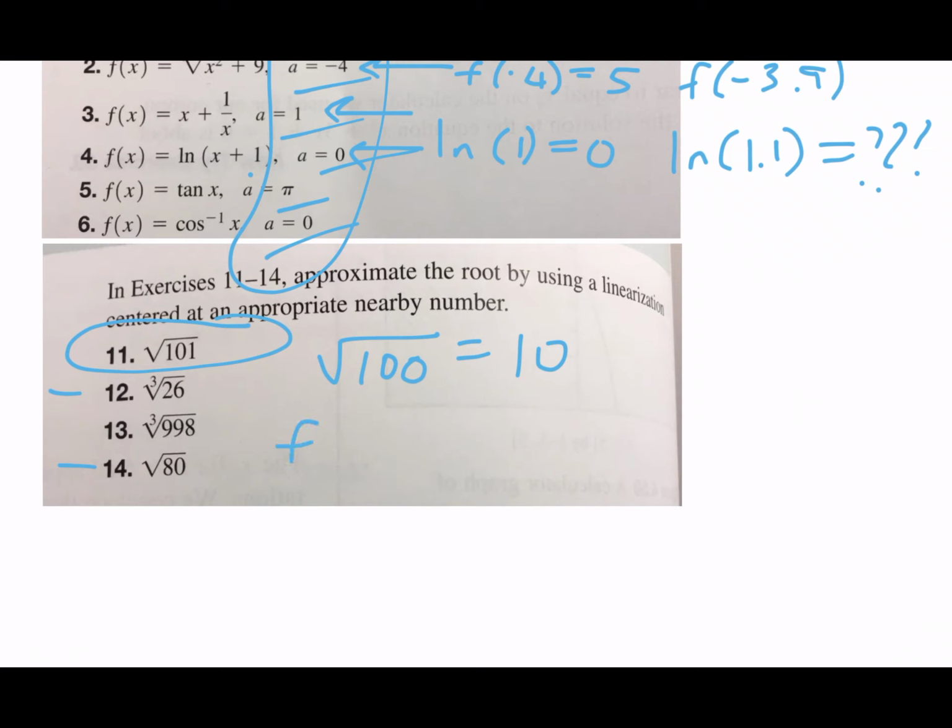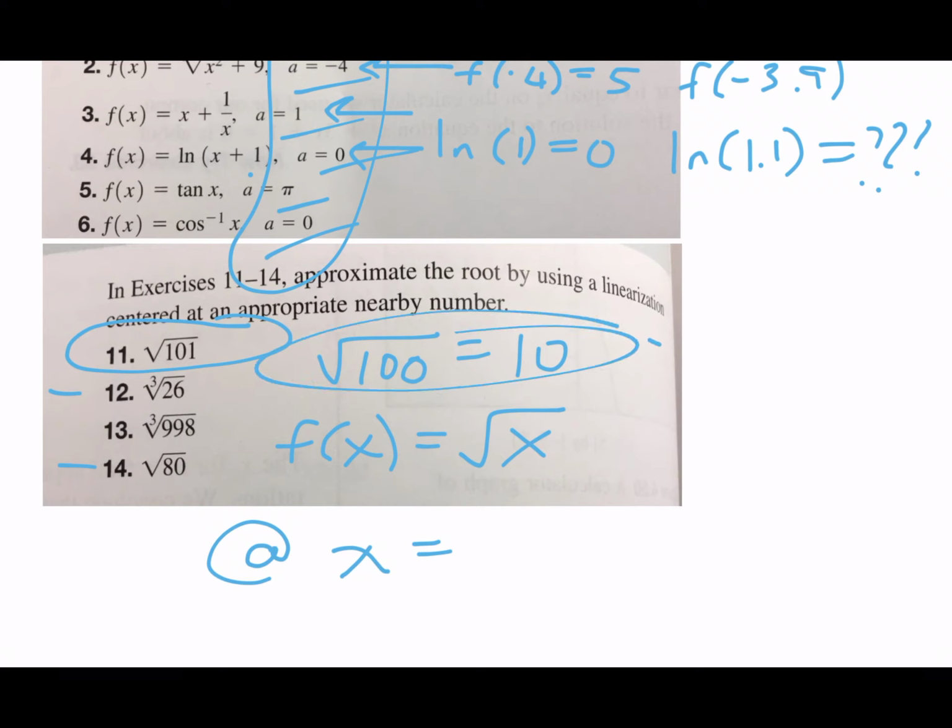So the first thing I'm going to need to figure out is a function. I have to name a function in order to figure this out. So the question is, what's the function? The second thing I need to pick is my point of tangency, at whatever x value I'm going to do. So what function is good to approximate the square root of something? Well, how about the square root function? Square root of x, that would work. Where is close to 101? Well, we just said it. That's easy to evaluate, it's 100. So I could do that.